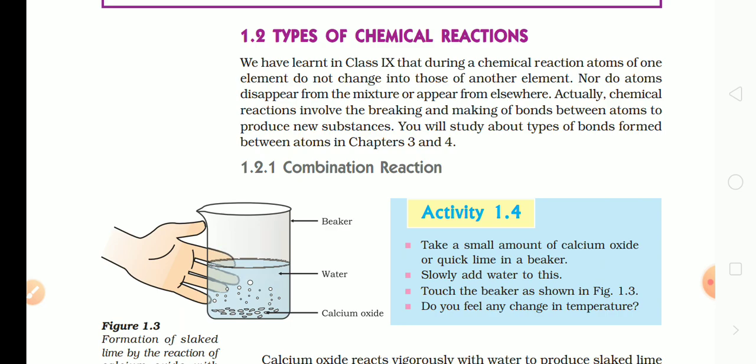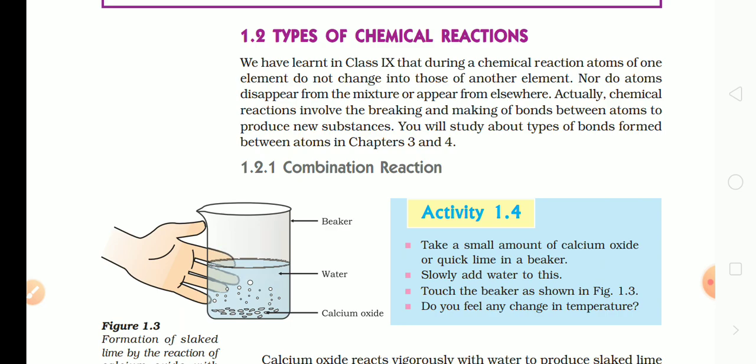In the previous videos we have studied how we can understand the occurrence of a chemical reaction, what the symptoms or signs of occurrence of a chemical reaction are, how we can balance a chemical reaction, and what the need of balancing a chemical reaction is. Everything we have studied. Now we are going to study the types of chemical reactions. There are really different kinds of chemical reactions. One of the first we are going to study is the combination reaction.